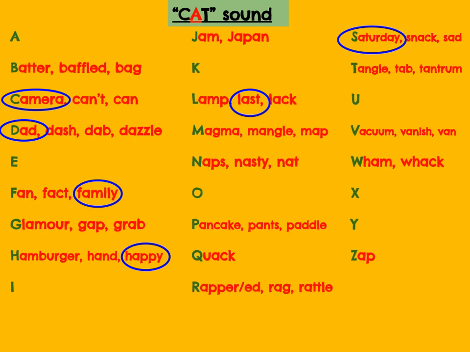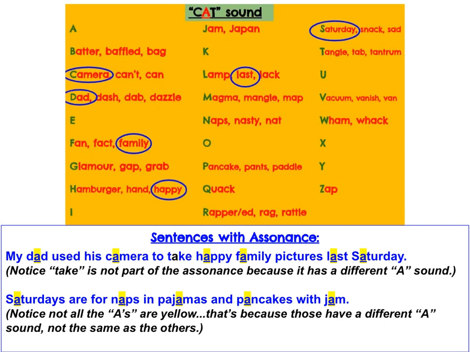So you see all of these. I've done a bunch of them on there for you. Notice that I didn't use all the letters, but I tried to do as many as I could, 2 or 3 for each one, so that in the end you can say, now that I have a bunch of these, can I pick a few out to make a sentence? Where I can use all of them and have assonance in it. So let's look at the example. You'll see here, what I did was I made a sentence out of some of these words. And my sentence was, my dad used his camera to take happy family pictures last Saturday.